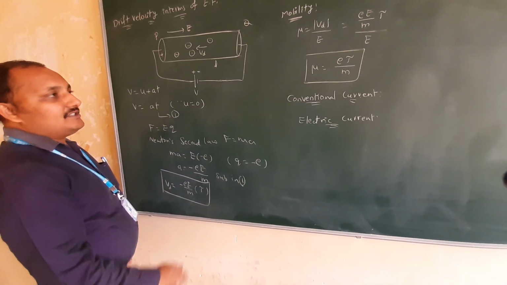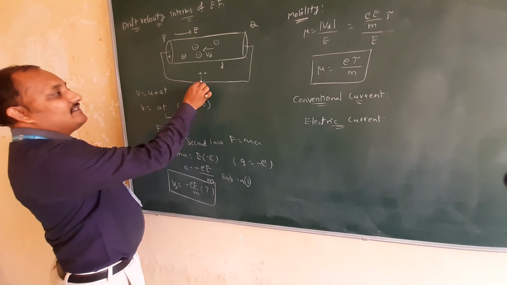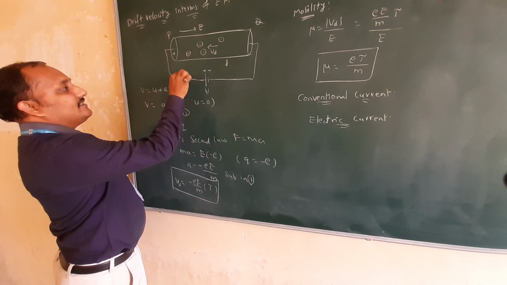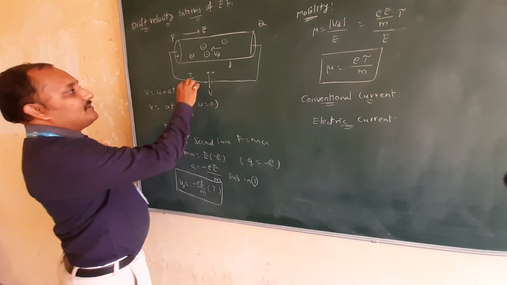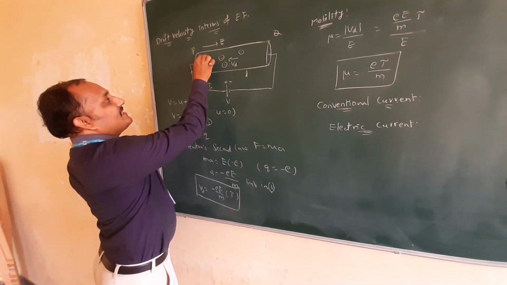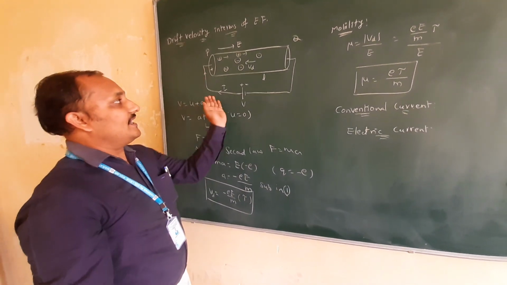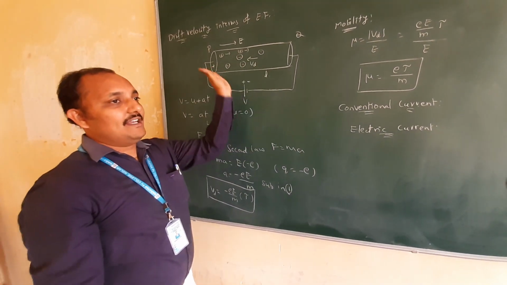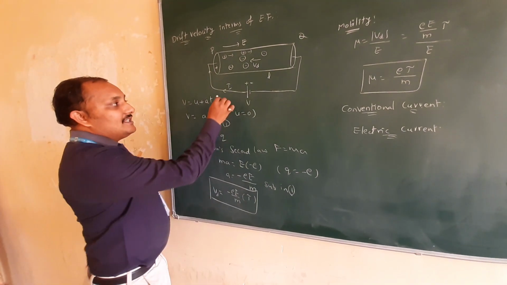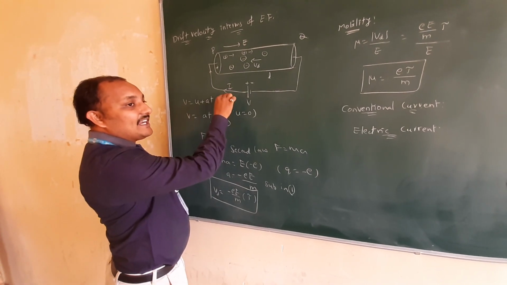You might have been given this since 10th class: the direction of the current. They will give it from the positive end like this. Positive end means in this direction, which charges are moving? Positive charges are moving in this direction. In the opposite direction, electrons are moving. So this current direction we will take for our convenience.